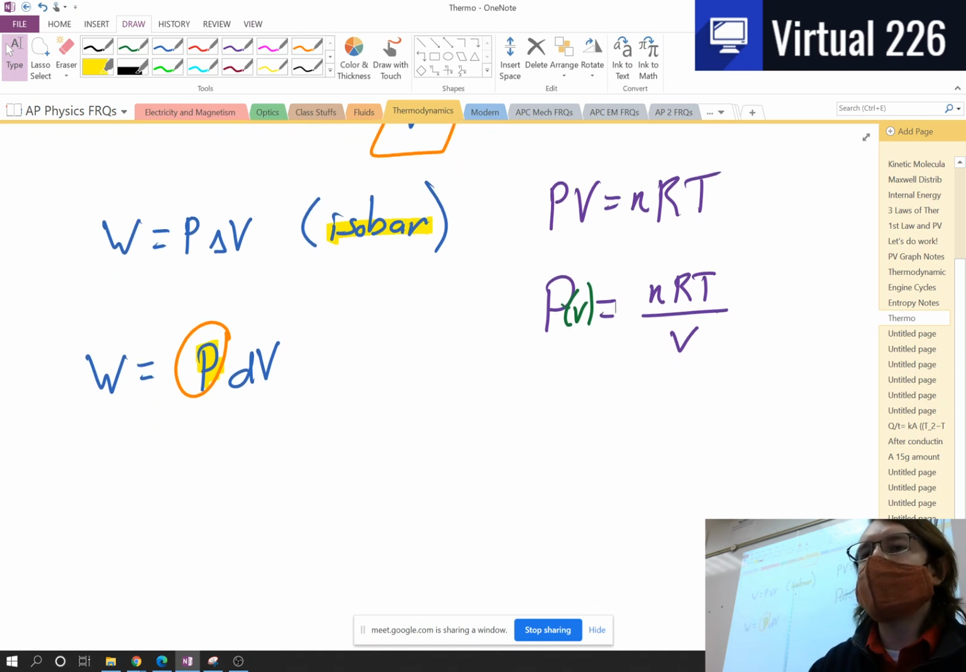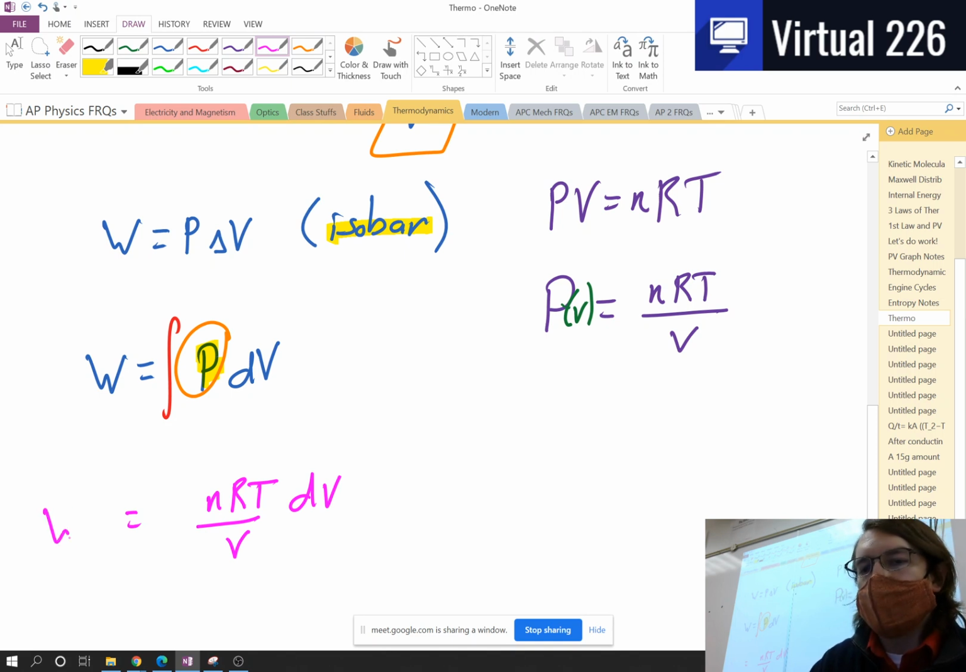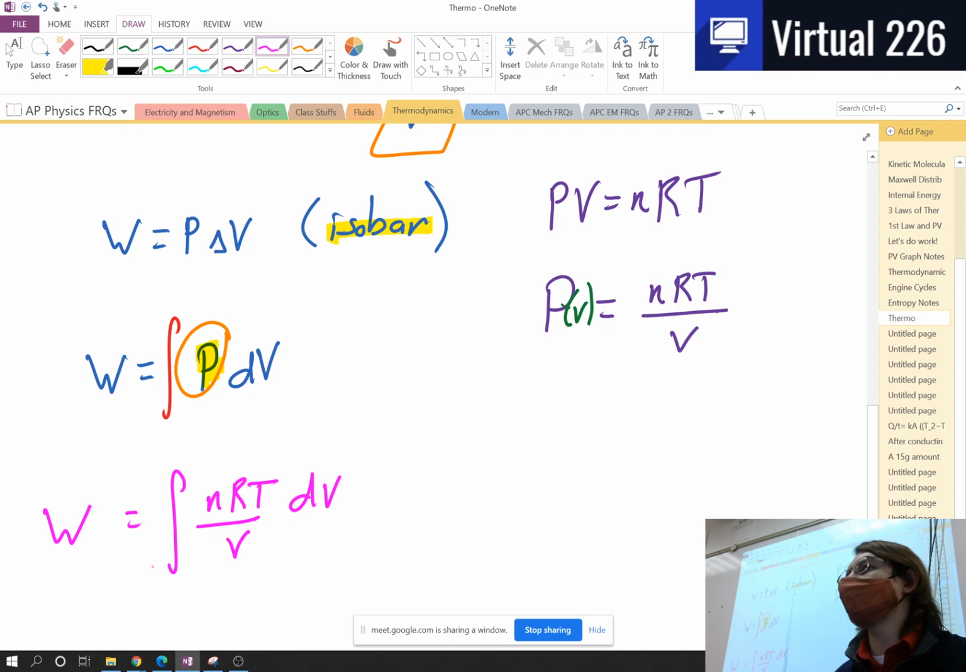So what we can say now is that, and I guess technically if we're writing this, there's an integral there because work is the integral of that. Anyways, we'll see that in a second. What we're going to have is nRT over V multiplied by dV. And if we integrate this, that will give us the amount of work done in this problem, or in an isotherm, along that curve.